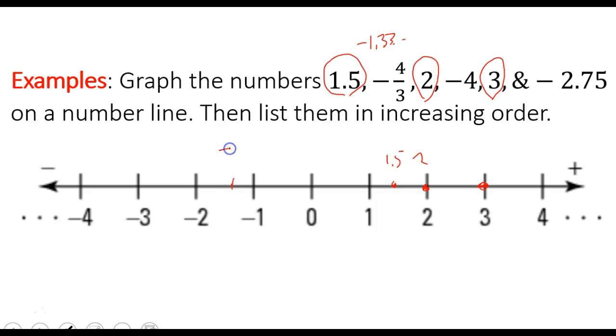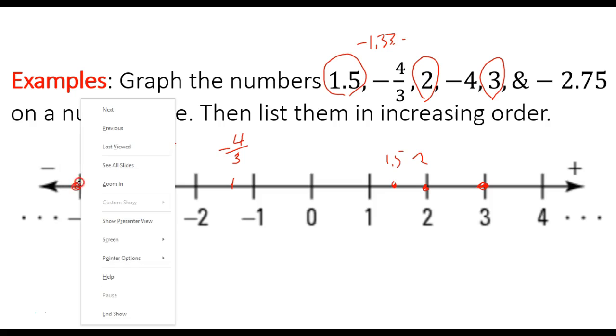But make sure you write the original number is negative 4 over 3. And then between negative 2 and negative 3, we have negative 2.75, which is closer to negative 3 because it's more than negative 2.5. So it's going to be about there. So it's negative 2.75. And then we have negative 4, which is right here.